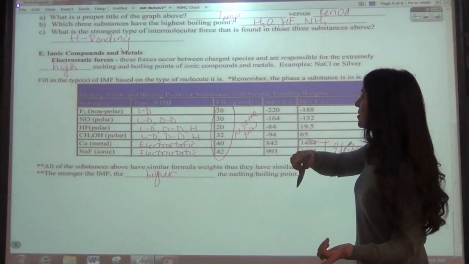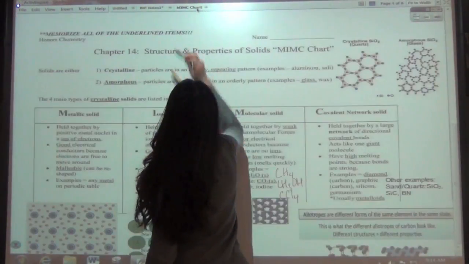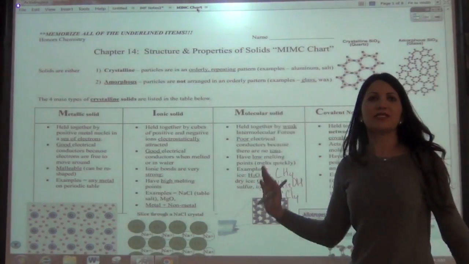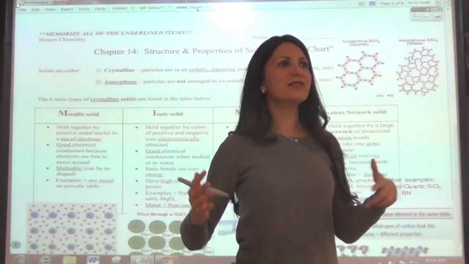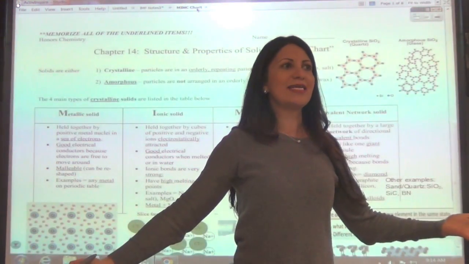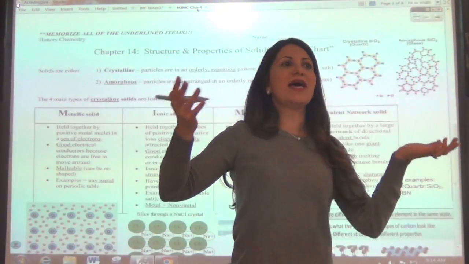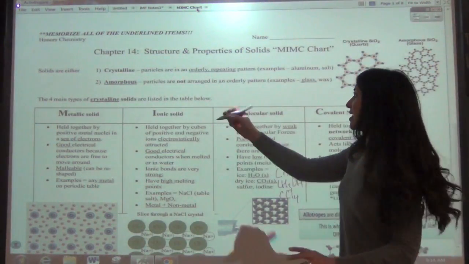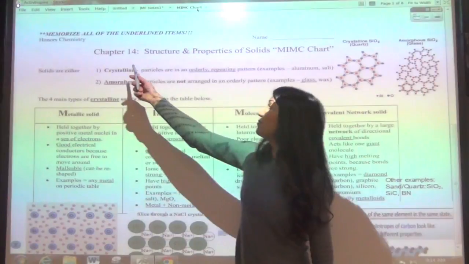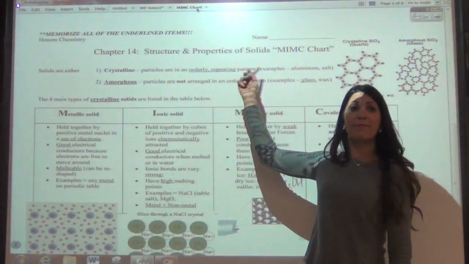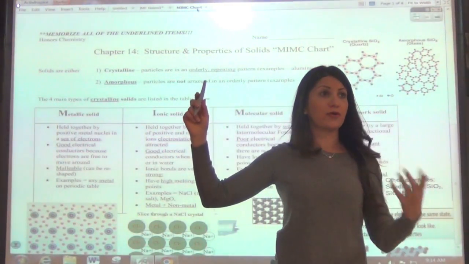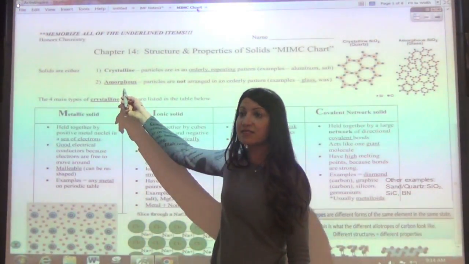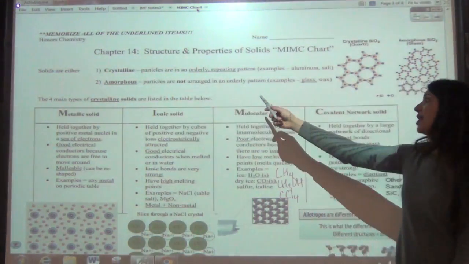Okay, so now let's shift gears and take a look at the MIMC chart. Let's review on the MIMC chart. Okay, this chart is for solids. The question is, if you found any solid in nature, how does it exist? And there are really two ways that it can exist. It can either be crystalline, which means that it's in an orderly repeating pattern, so the atoms or the molecules are orderly repeating, or it can be amorphous, okay? And amorphous means they're not arranged in an orderly pattern.